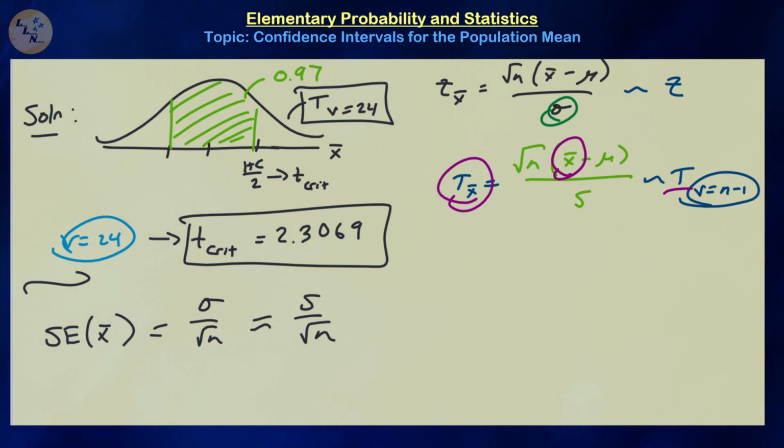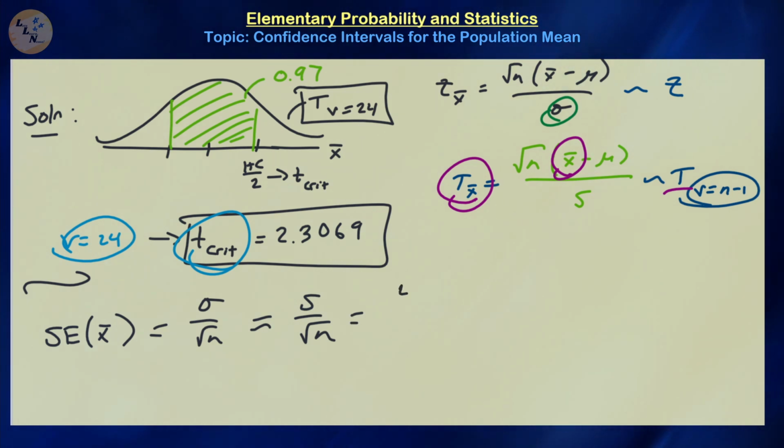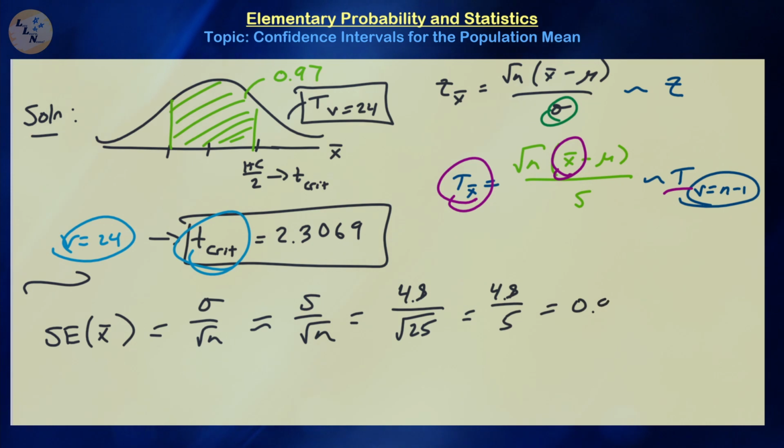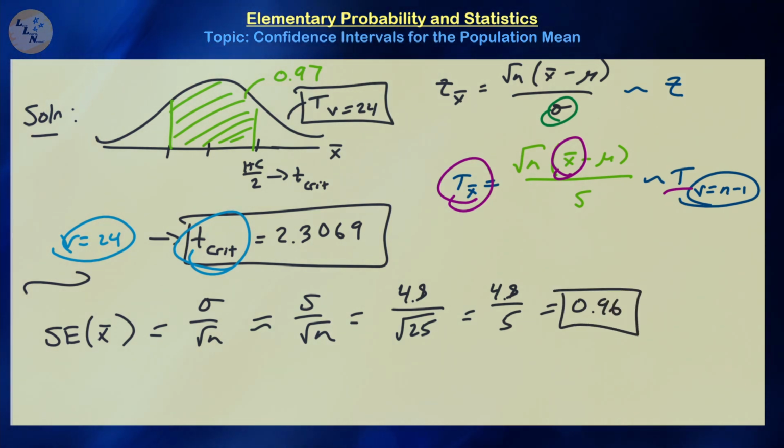Now, is this okay? The answer is yes, because we're using a t-critical value to approximate this. So everything is okay. That means this is going to be equal to 4.8 divided by the square root of our sample size, which is actually 25. So we can carry this calculation out a little bit more before getting our value. But the standard error associated to x bar is going to be 0.96.